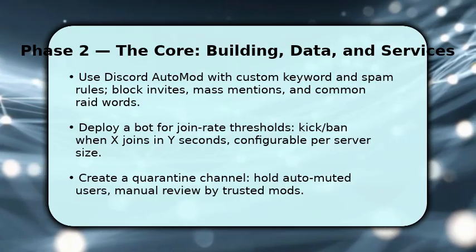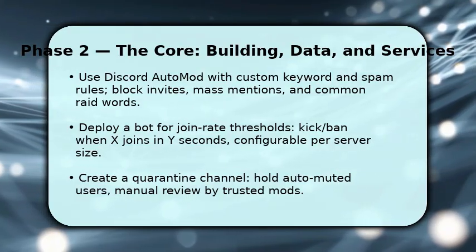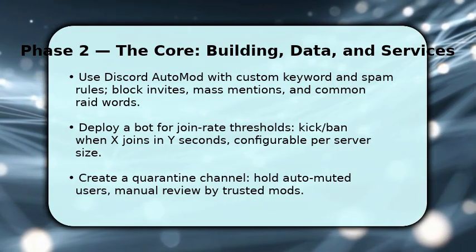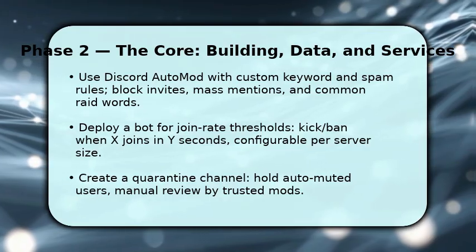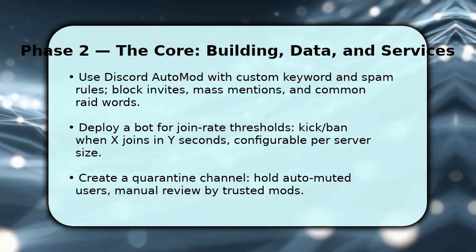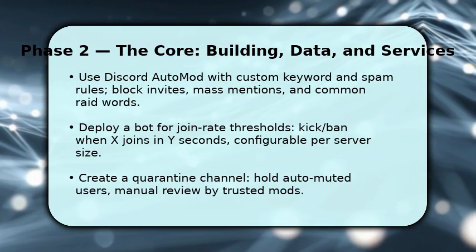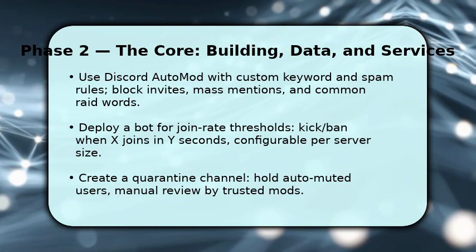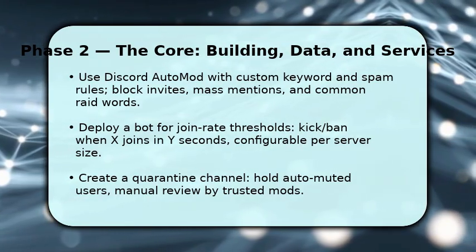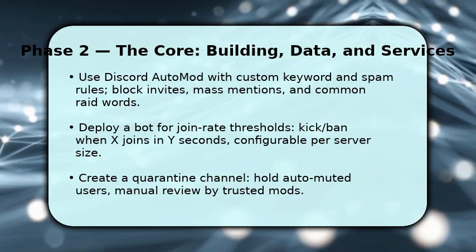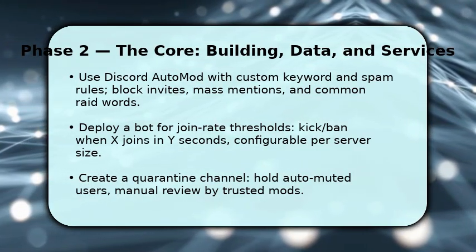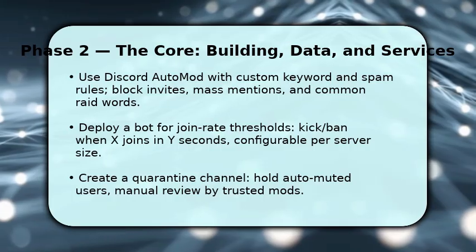Next, set up detection. Configure auto mod to block invites, mass mentions, and trigger on typical raid keywords. Pair that with a bot tuned to your server size that watches join rate thresholds. If X accounts join in Y seconds, auto-mute or auto-kick to stop momentum. Route suspected accounts into a quarantine channel where messages are suppressed and trusted moderators can review evidence.